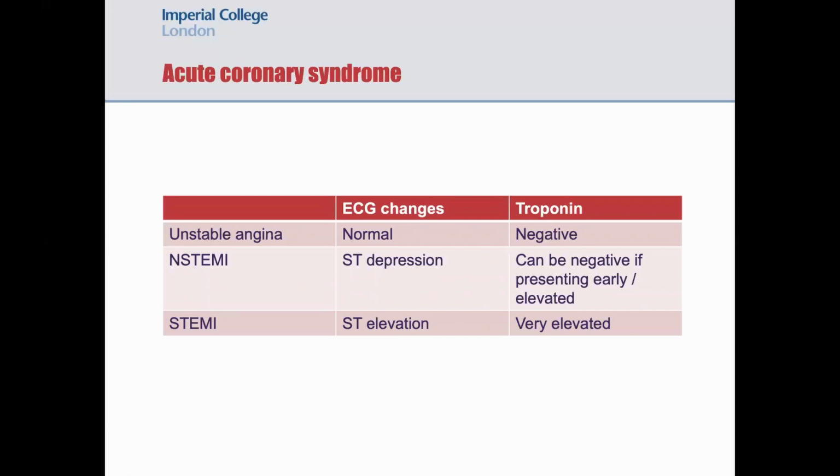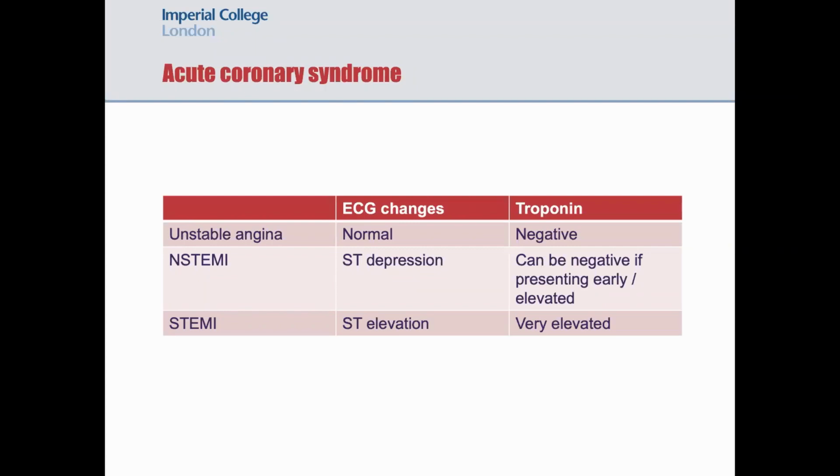quickly. Essentially, this is just a spectrum of diseases. You can have unstable angina, where you get chest pain at rest. Stable angina is chest pain on exertion that gets better as soon as you rest, but unstable angina just happens at rest, and this is when you really risk a myocardial infarction. In non-STEMI, you see ST depression on ECG, and in STEMI, you see ST elevation.